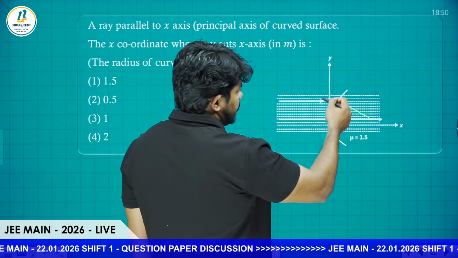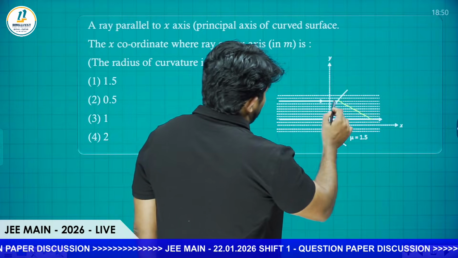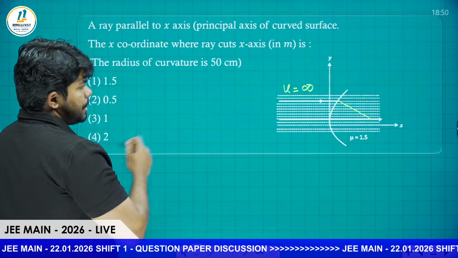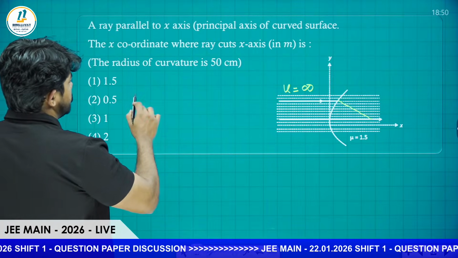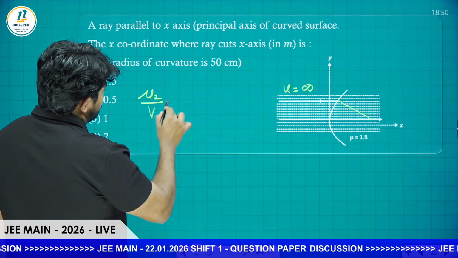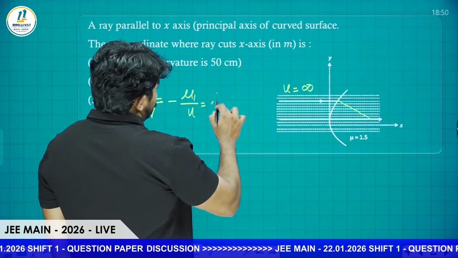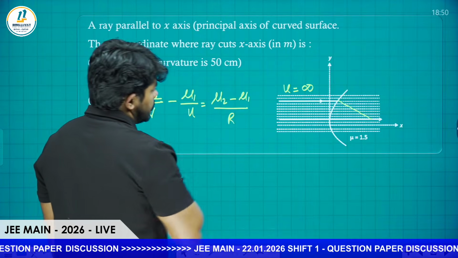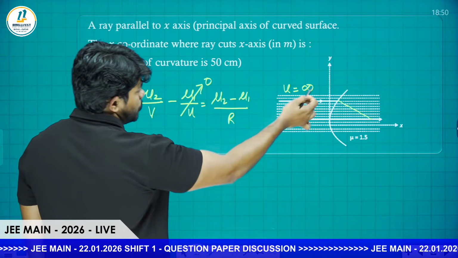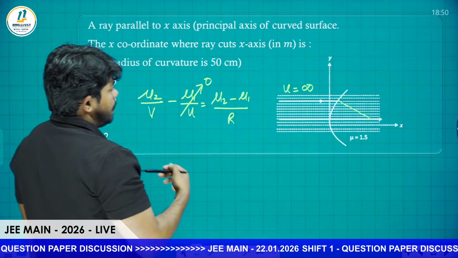So this is actually nothing but refraction on a spherical surface. Light is falling from infinity, so we can write u will be infinite. So we can apply the condition for refraction on a spherical surface: mu2 by v minus mu1 by u should be equal to mu2 minus mu1 by R. This will be our condition, right? So we can substitute the values. The mu1 by u term will be equal to 0 because the ray is parallel to the principal axis, so it is coming from infinity.